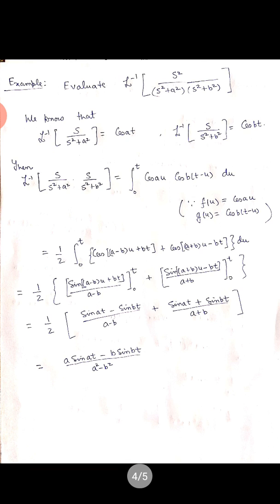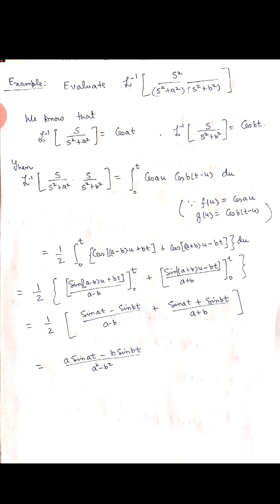Again we are going to use the trigonometric formulas here to represent it in the form of cos c plus cos d. We will evaluate c and d in the same way as we have done in our previous example. So it can be represented as 1 over 2, integration from 0 to t, cos of (a minus b) times u plus bt, and in the same way plus cos of (a plus b) times u minus bt. We are integrating it with respect to u.